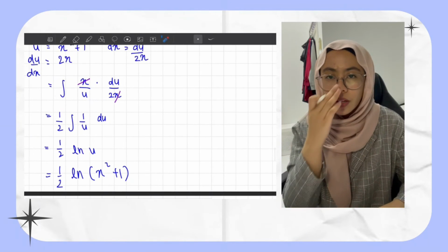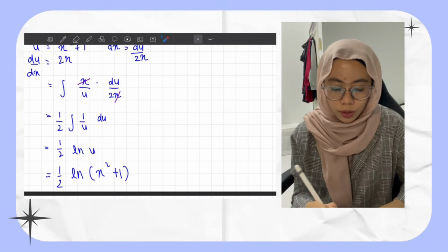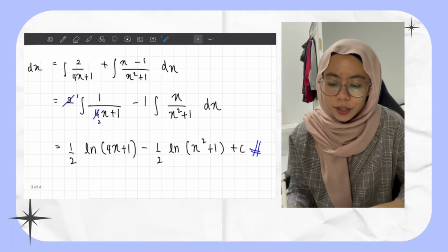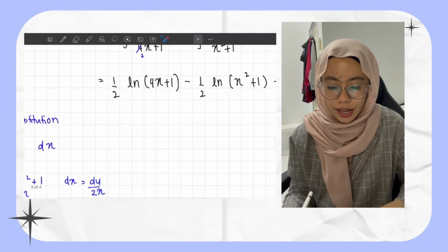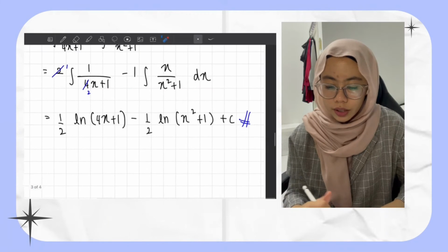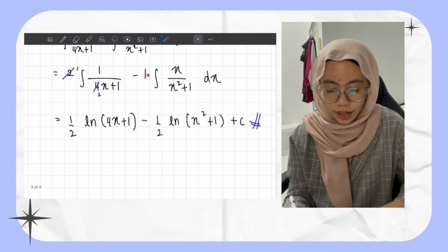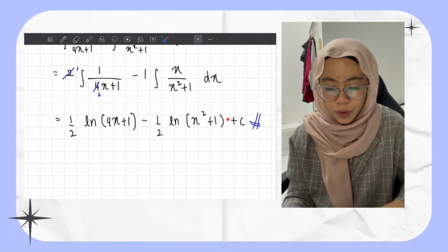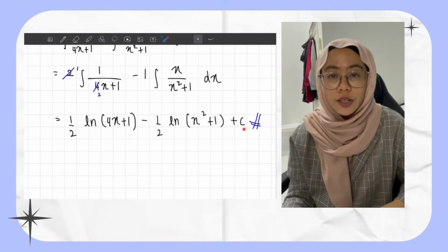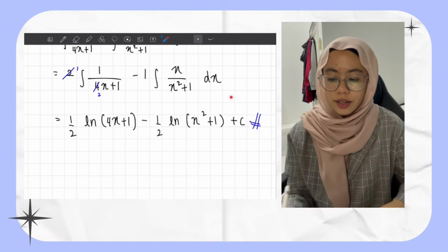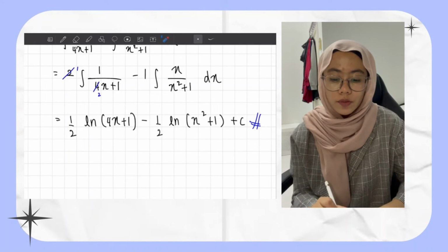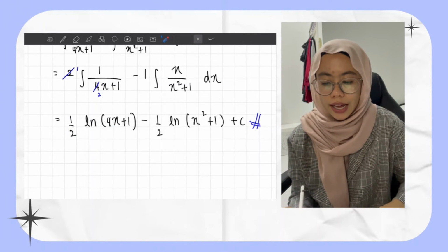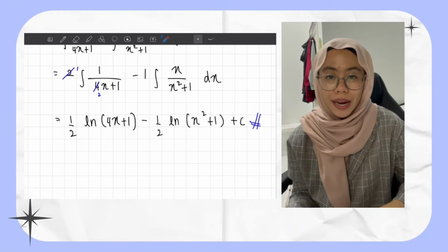So let's substitute the value u. 1 over 2 ln x to the power of 2 plus 1. So the integration for this part here is negative, because this is negative. Negative 1 over 2 ln x to the power of 2 plus 1, and plus c. So our final answer is over here, 1 over 2 ln 4x plus 1 minus 1 over 2 ln x to the power of 2 plus 1 plus c.